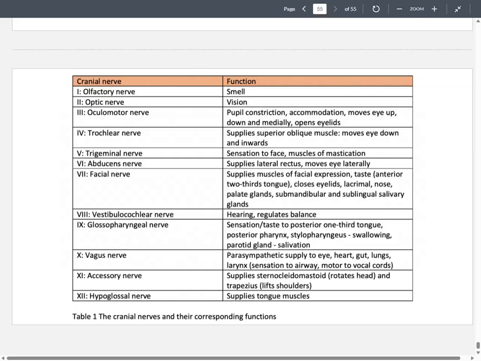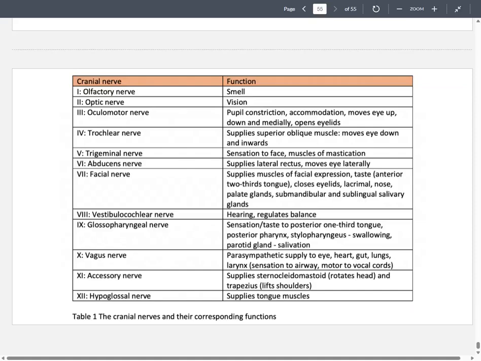Cranial nerve number 7 is your facial nerve, and this one is going to be the one that enables you to make faces. So puff out your cheeks, frown, smile, that's going to be your facial nerve. This nerve is also going to be involved with taste. 2/3 of your tongue is going to be innervated by this nerve.